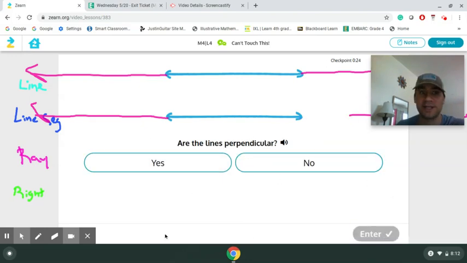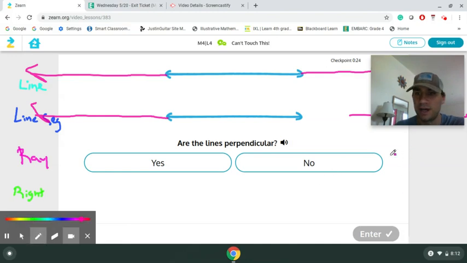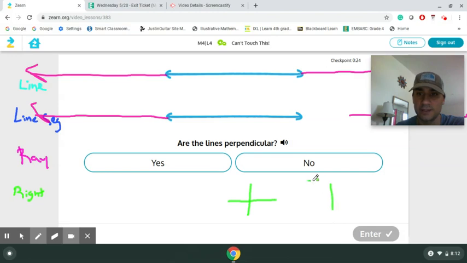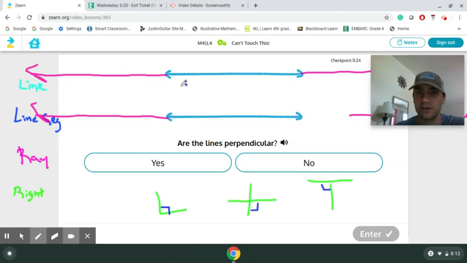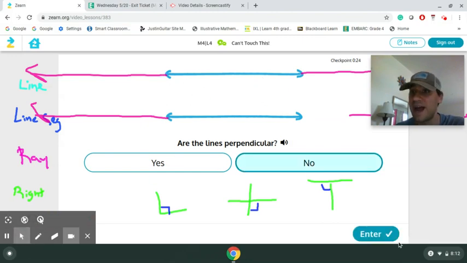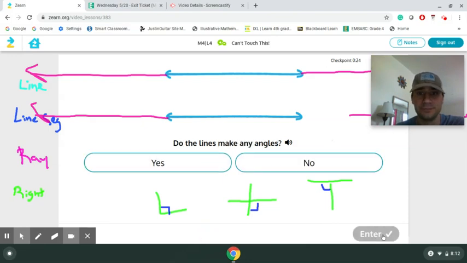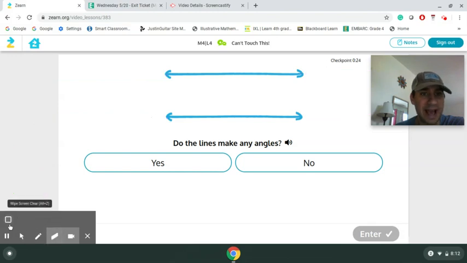Are these lines perpendicular? Think about it, answer, and then check your work. Well, perpendicular lines look like this, right? Or like this, or like this. They create 90-degree angles. Do we see any 90-degree angles here, or are they just straight lines? They look straight, so no, these are not perpendicular. Do they make any angles? Do we have any angles here?